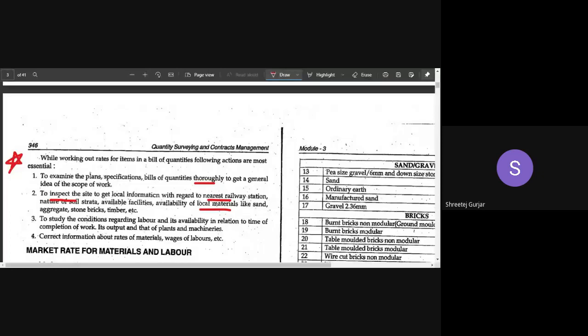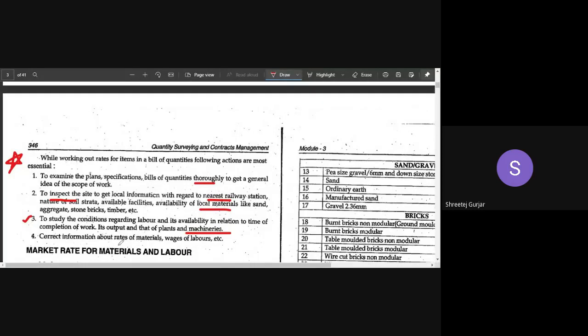Then study the conditions regarding labor and its availability, which is very important. We need to go and check what kind of labor is available, whether skilled or unskilled, what their working patterns and working hours are, and what machinery is available to you. You have to collect all the information regarding these things.